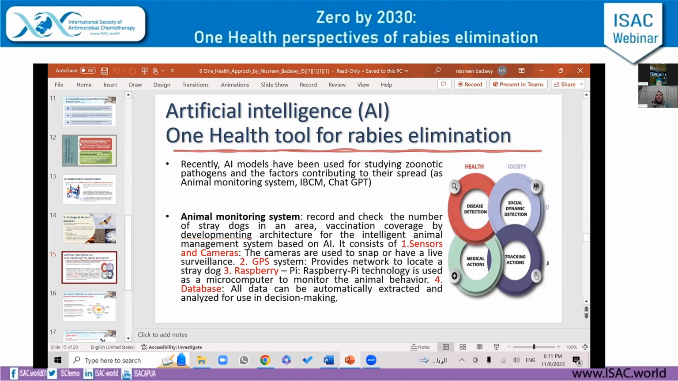Also, a GPS system to provide the network to locate the stray animal is very important. Previously, we could mark the vaccinated animal to distinguish it from the unvaccinated animal. Here, GPS can control and mark the vaccinated animal to assess the vaccination coverage. Raspberry technology monitors animal behavior. Also, a database which is automatically extracted, categorized, and analyzed for decision making. This is the animal monitoring system. It gives complete information about the number, the vaccination coverage, the attitude, the number of killed animals, and the population increase.